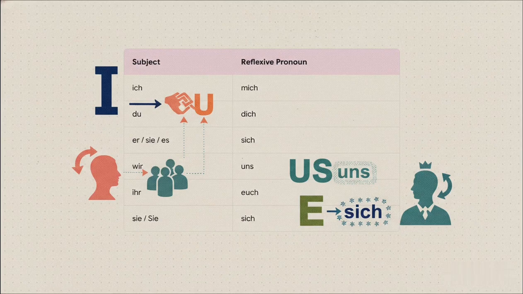Okay, now here's something super important to get this bouncing back thing. Sich isn't the only word for it. It actually changes based on who's doing the action. So if I'm doing it, it's mich. If you're doing it, it's dich. Sich is the one you use for he, she, or it, and also for the formal you, which is Sie.